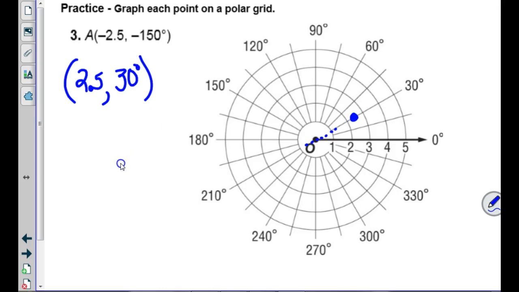Can anybody give me another name for that one? Because there's actually more names. Okay, yeah, you could change it to radians, 2.5 pi over 6. Can anybody give me a name that starts with a negative 2.5 but would have a positive angle?